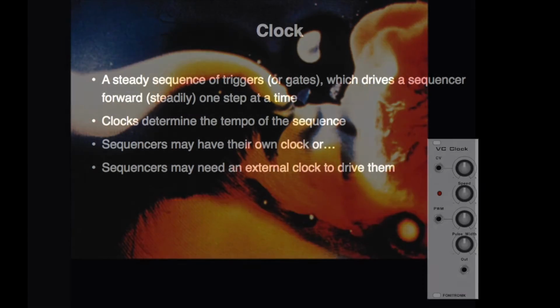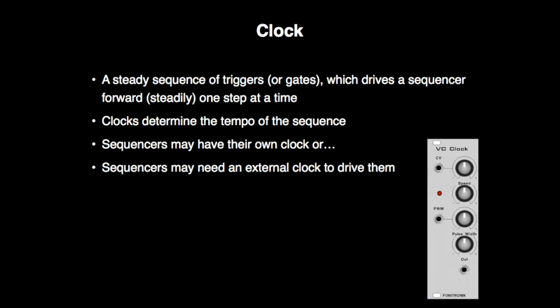So one important part of a sequencer is the clock. A clock is a module or a circuit that outputs a steady sequence of triggers or gates, but usually triggers, which drive a sequencer forward steadily one step at a time. Basically, the clock is connected to the sequencer, and every time the sequencer gets a trigger from the clock, it hits the next step. It moves to the next step in the sequence.